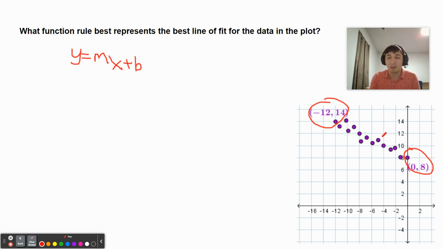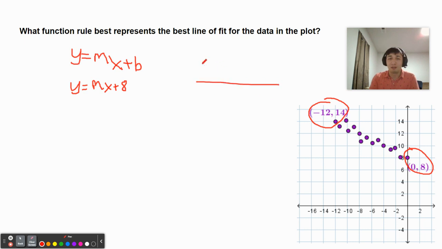So when you're looking at this, the y-intercept is where you cross the y-axis, and that's right here at the point (0, 8). So that means our b must be 8. Let's go ahead and put that in there. So I'll have y equals mx plus 8. Now we need the slope. To find the slope, we can say the change in y over the change in x from two points. So maybe this point here, (-12, 14), and this point (0, 8).